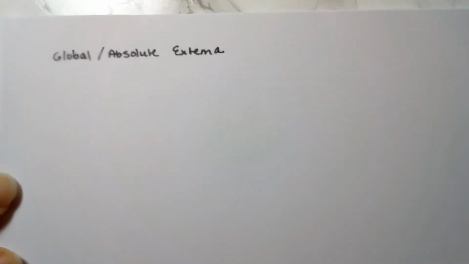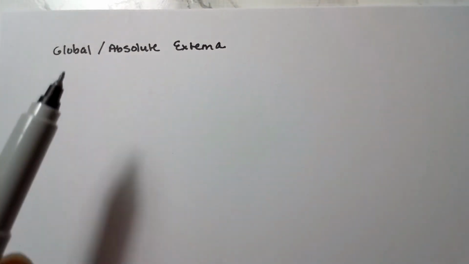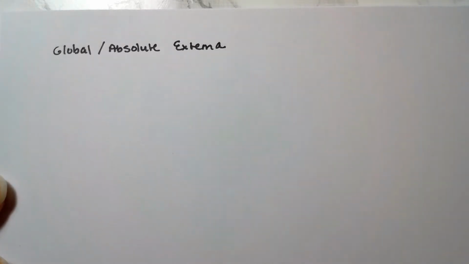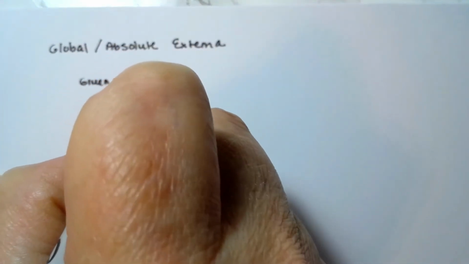So we have global, which is also called absolute. They mean the same thing. Global extrema: global maxes or global mins. And you'll be given a function f of x, and you'll be given an interval.